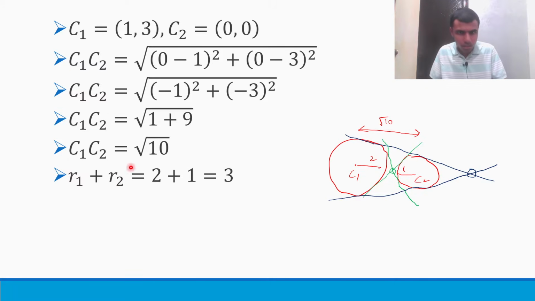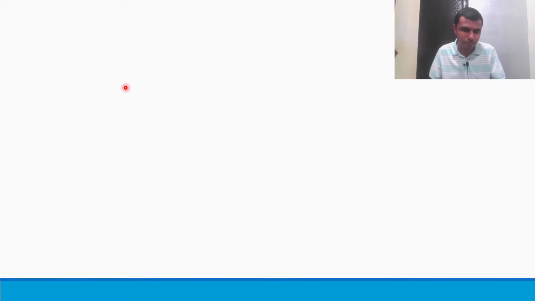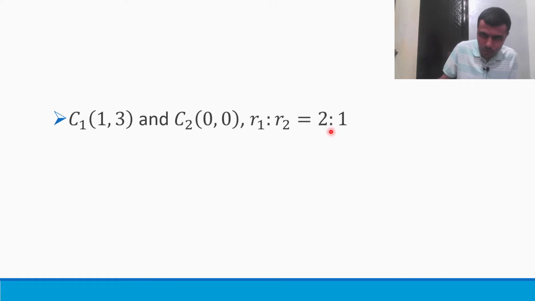Chalo. So C1C2 is greater than R1 plus R2, so the circles do not touch each other. First, I'm going to find out the external center of similitude and the direct common tangents. Next, I'm going to find out the internal center of similitude and the transverse common tangents. One good thing we have is this one circle is very nice, like x square plus y square. It will make our calculations a lot easier, guys. Trust me. Chalo. This is my center 1, this is my center 2, and the ratio R1 is to R2 is 2 is to 1.